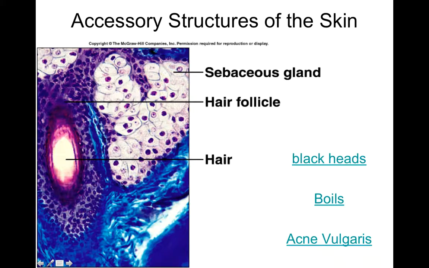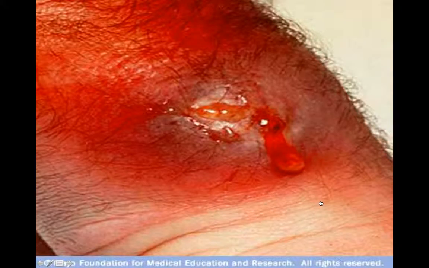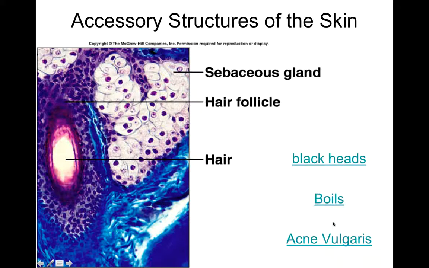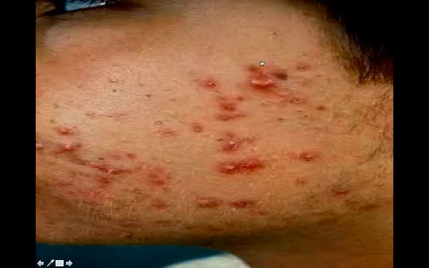Sometimes those blackheads become infected, or just the sebaceous glands become infected, and you get whiteheads. And then with a more severe infection, you get a boil. And then the boil can lead to even more severe infections. And acne vulgaris is that very common acne that happens during puberty. So it's called acne vulgaris. And that's where you get a lot of these sebaceous glands backed up and infected.